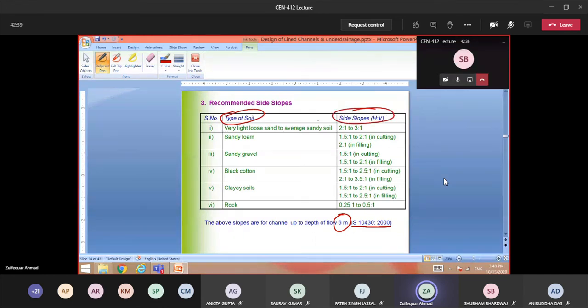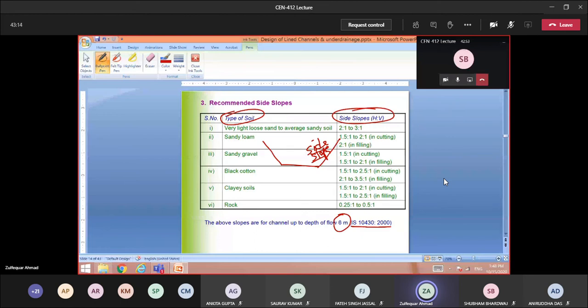I think you understand about the side slope, means you have a channel. So this one is the side slope, this one is the side slope. So how much side slope you have to take for the different types of soil is written here. You can follow this. But if the depth is more, that may be more prone to sloughing of the bank, and that's why the bank will be unstable. You have to check the stability of that slope.